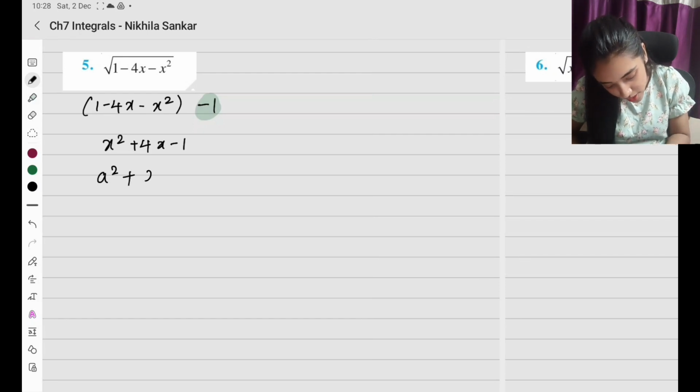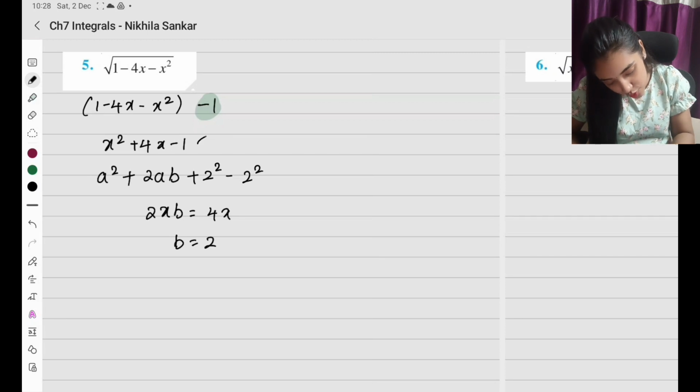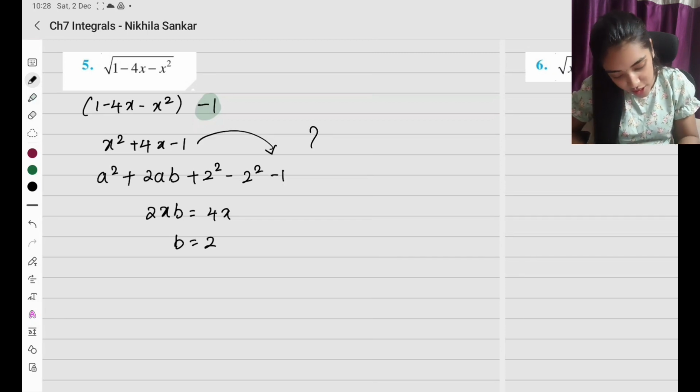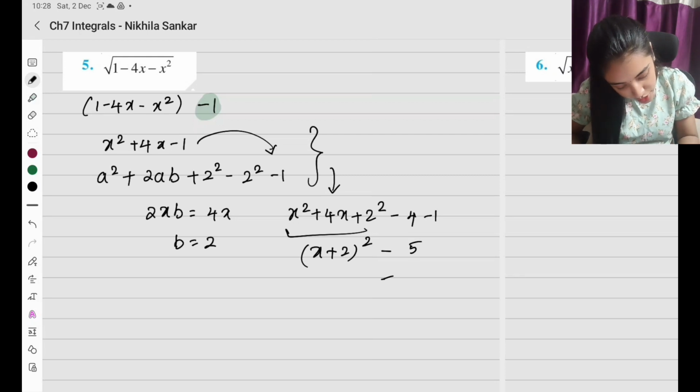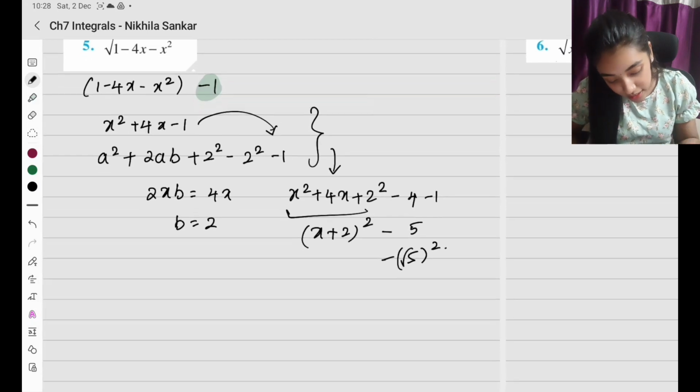So, a square plus 2ab, on comparing 2xb equals 4x, b equals 2. So, plus 2 square minus 2 square. Don't forget the minus 1. So, from these two, I have x square plus 4x plus 2 square minus 2 square, 4 minus 1. So, this is going to be x plus 2 the whole square minus 5, which is minus root 5 the whole square. So, my question doesn't look like that.